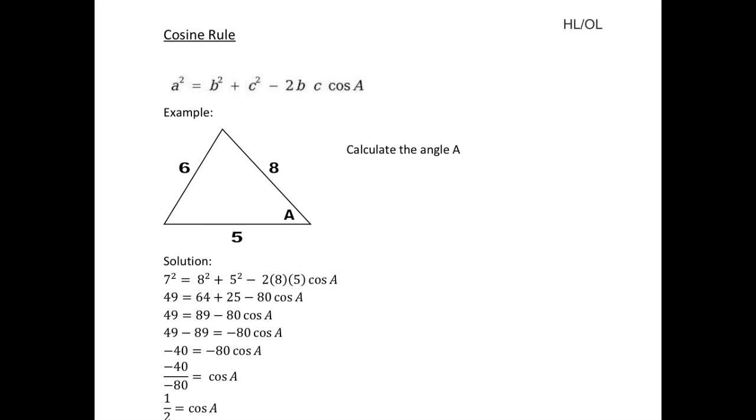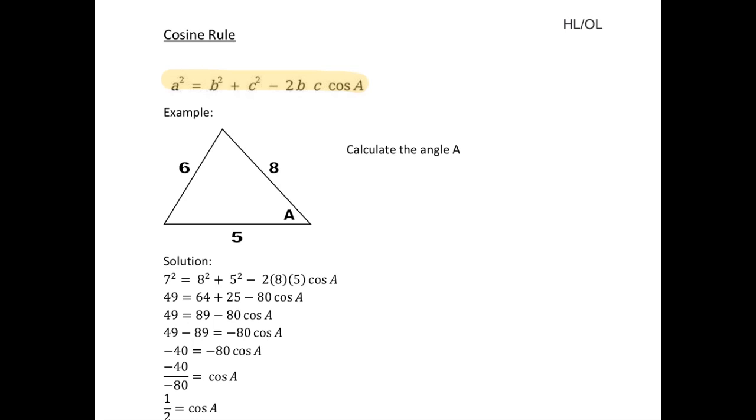In this video, we're going to be taking a look at the cosine rule formula. The cosine rule formula itself is given here as a squared equals b squared plus c squared minus 2bc cos A. The cosine rule formula can be used in two different cases.